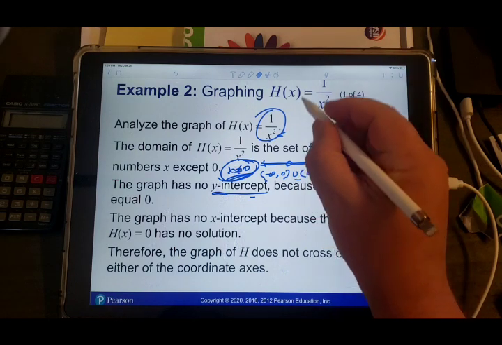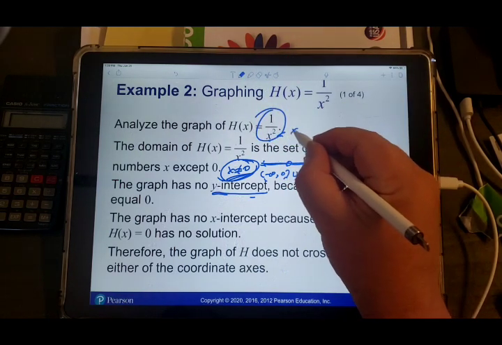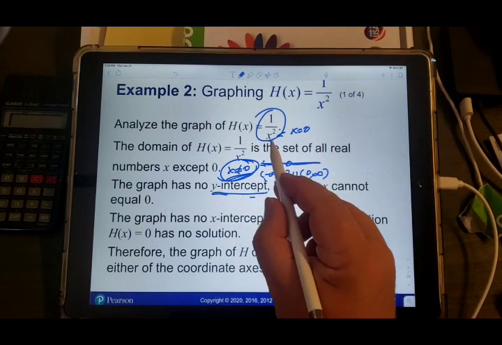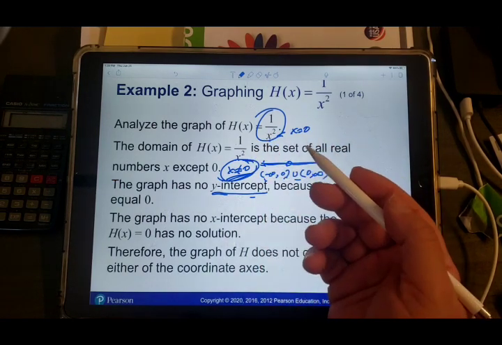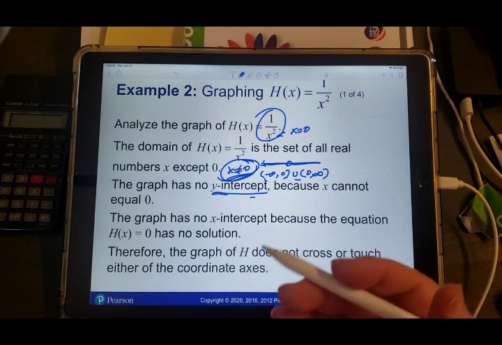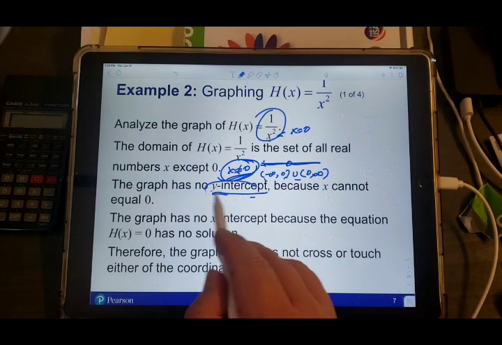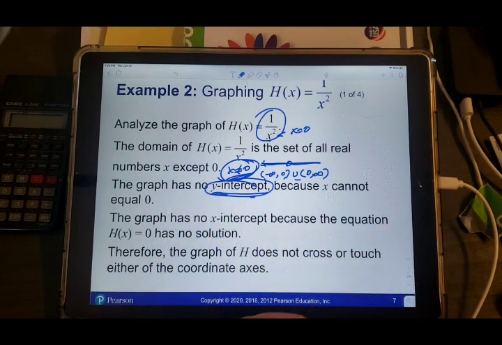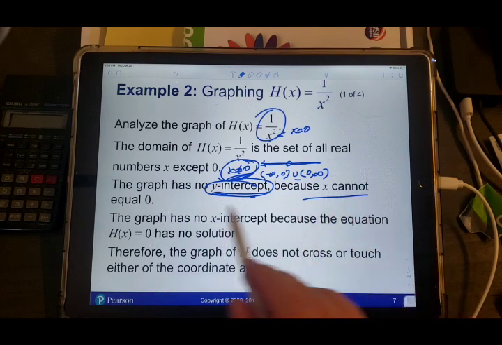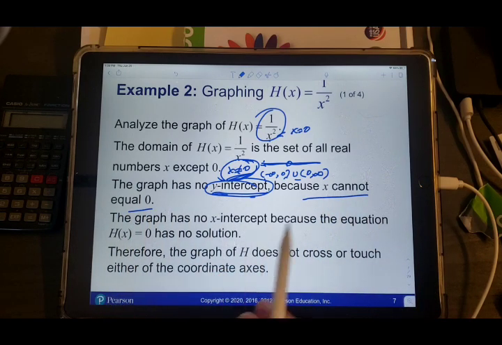You set x equal to 0, and what would happen? Well, you get 1 divided by 0. You get an error on your calculator. And if that happens, that means mathematically there's no y-intercept, right? Because x cannot equal 0.